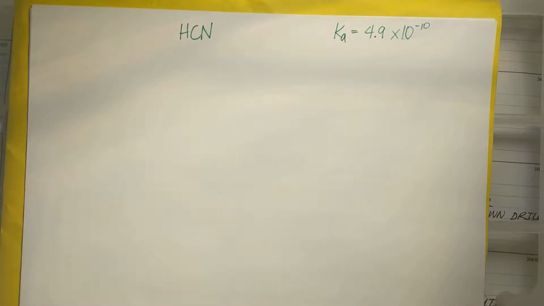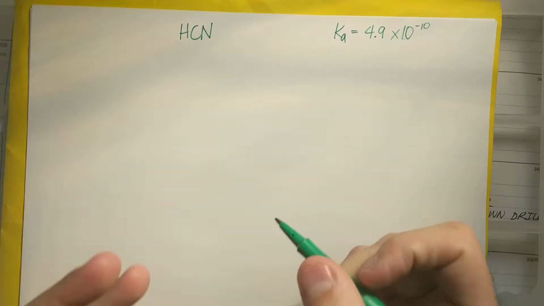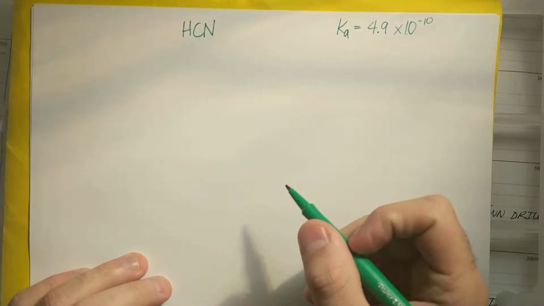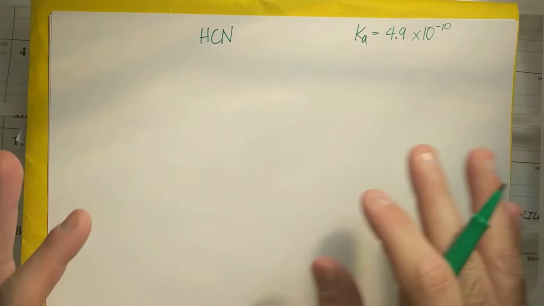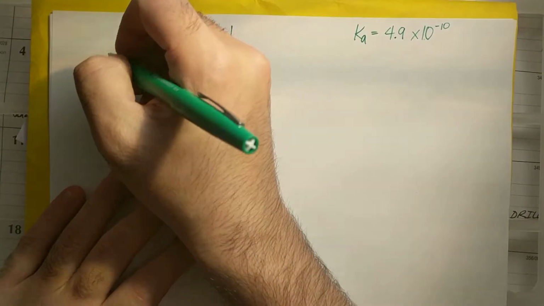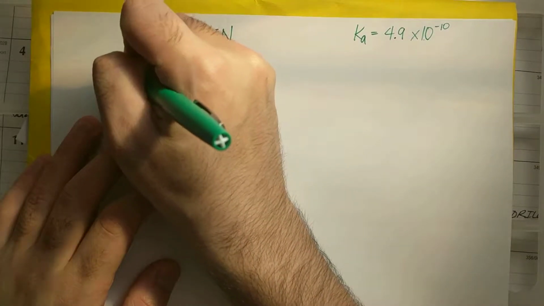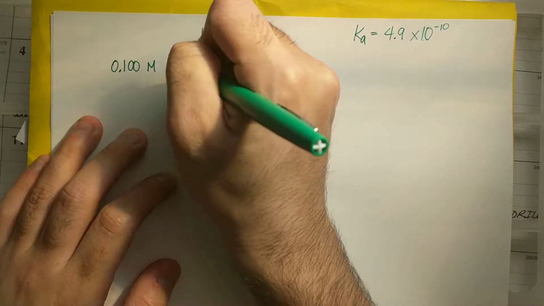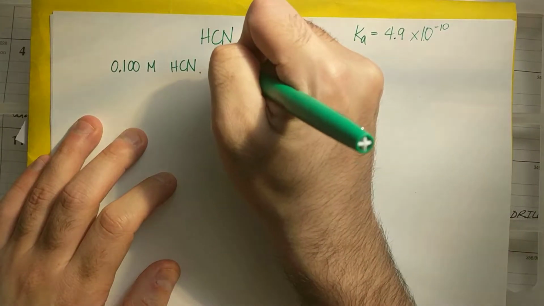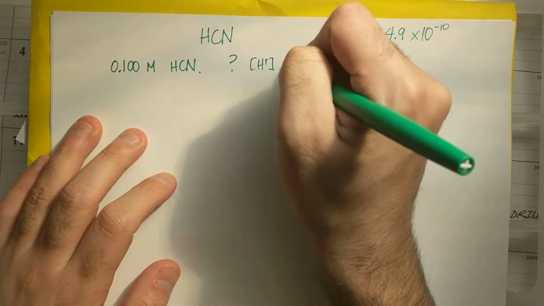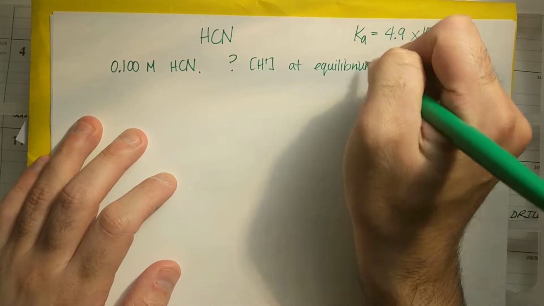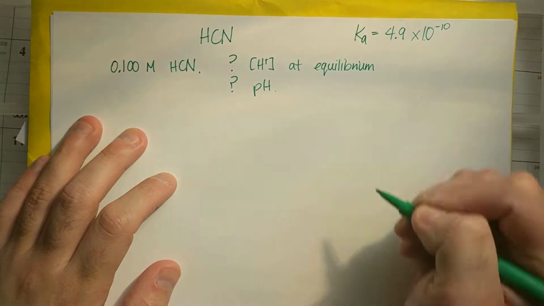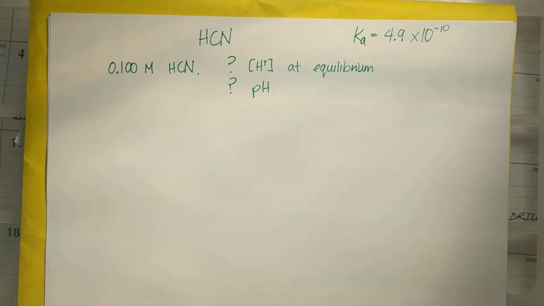I wanted to post another video on how we use what we've talked about with writing acid dissociation equations and working with equilibrium calculations and buffers. Okay, so let's just do a simple one. Let's say I have 0.100 molar of HCN, and I'm asking what's the concentration of H plus at equilibrium, or what's the pH? Okay, so let's say those are my questions.